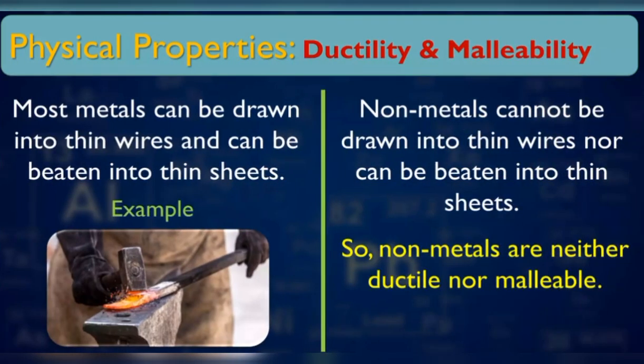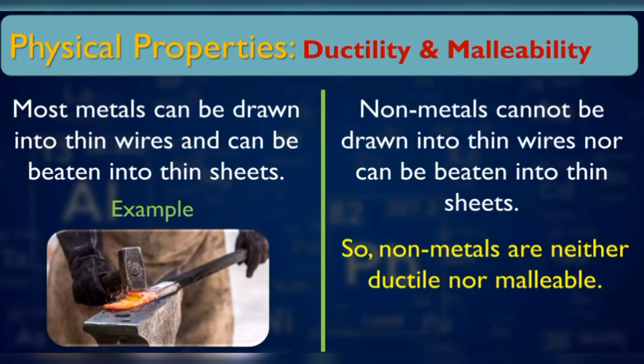Next property is ductility and malleability. Ductility and malleability are two terms. Ductile means anything that can be drawn into wires, and malleable is something that can be beaten into sheets. So most of the metals are ductile and malleable, that they can be drawn into wires, like you can see copper wires, and they can be beaten into thin sheets, like you can see thin sheets of iron and tin, etc. But non-metals are usually neither ductile nor malleable.